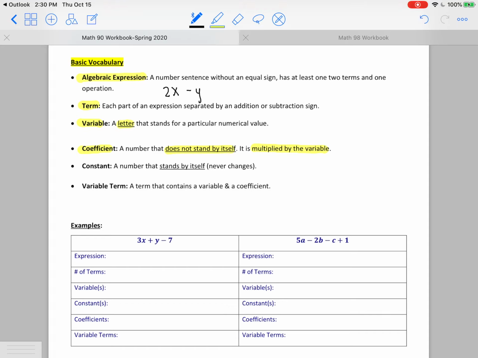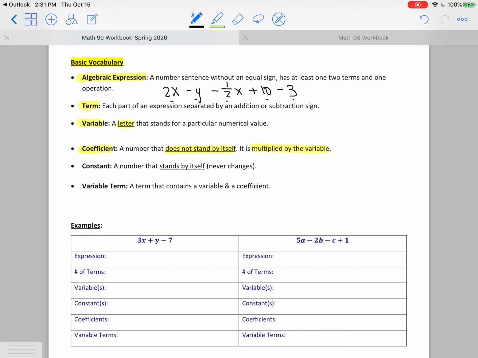Let's say we have minus 1/2 x plus 10 minus 3. That's quite a long expression. Let's see how many terms we have. We've got 1, 2, 3, 4, and 5 because we have 4 operation signs. We have 5 terms in that expression.